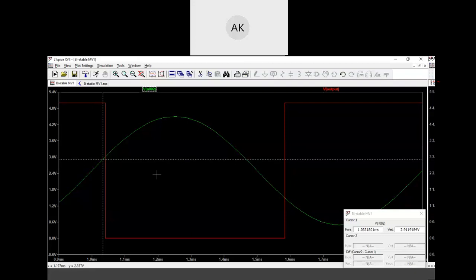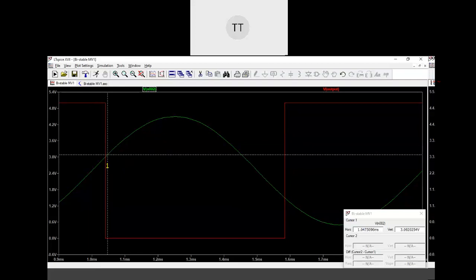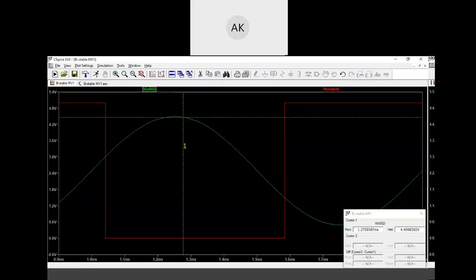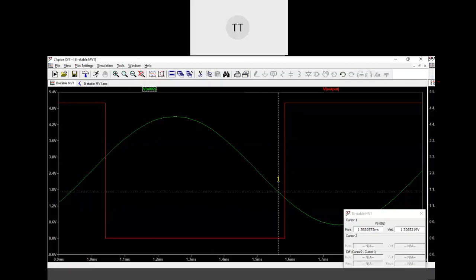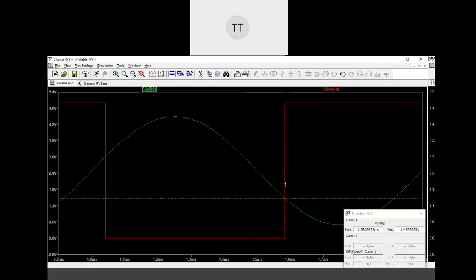Okay. Now, when the input voltage crosses 3, can you see, when it is 3.06, what is the output? Is it going 0? 0. And when the input goes below 1.5 volt, here when it is 1.459, which is below 1.5, is the output going high?